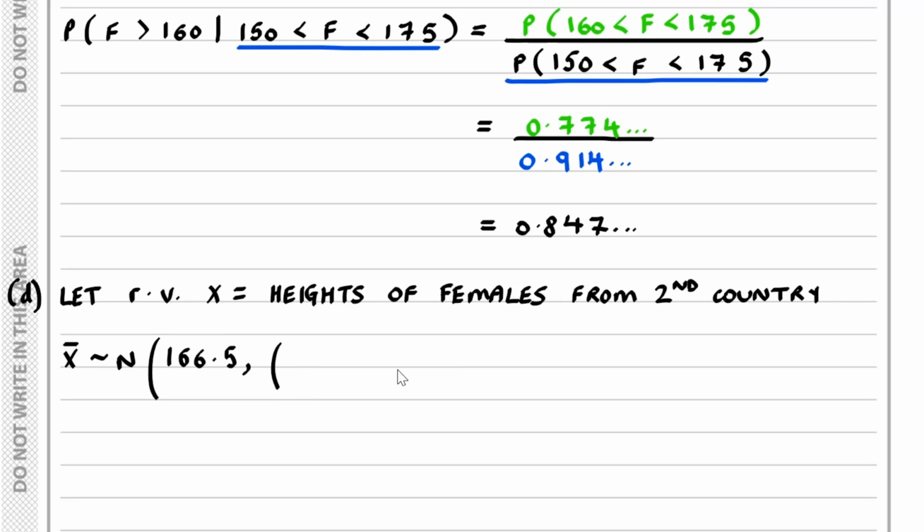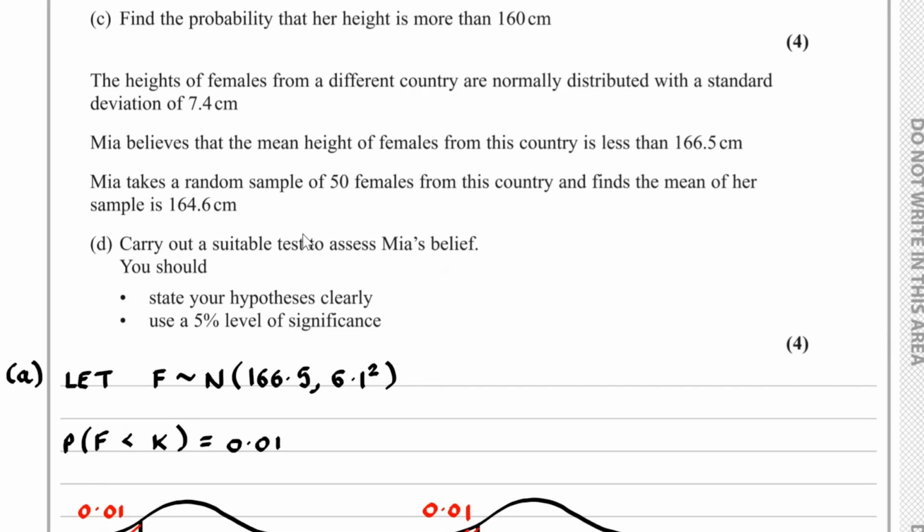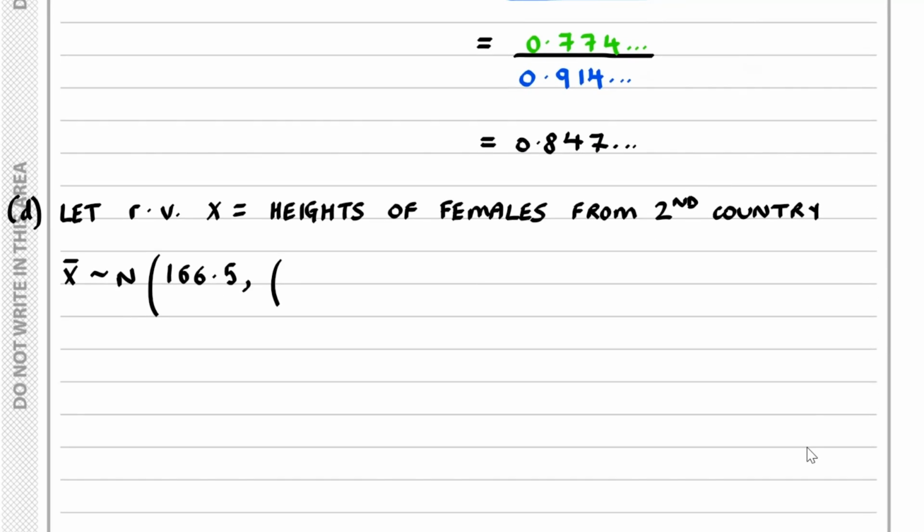And so the variance now, we've got our standard deviation, which is 7.4, and we need to divide this by square root 50. So here we've got 7.4 over square root 50, all squared. This result here is, of course, our variance.